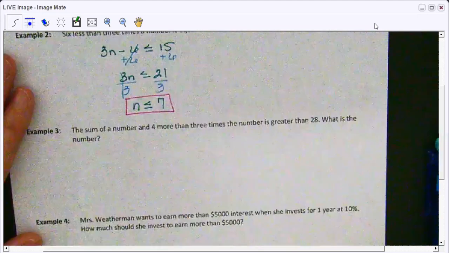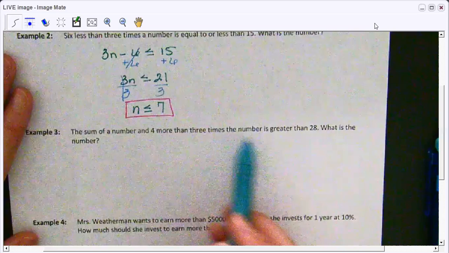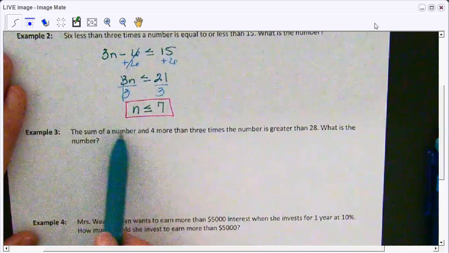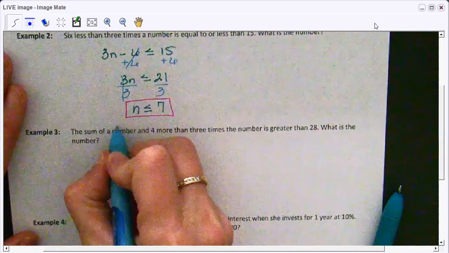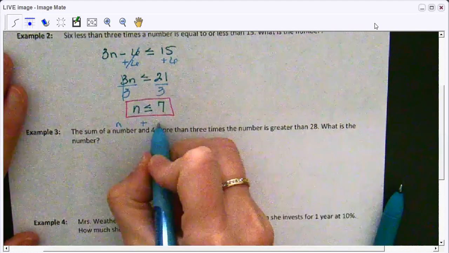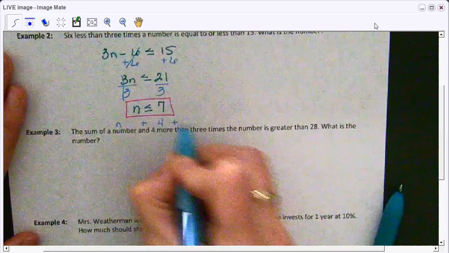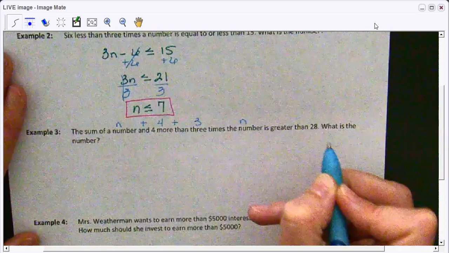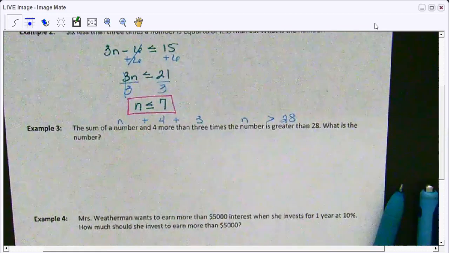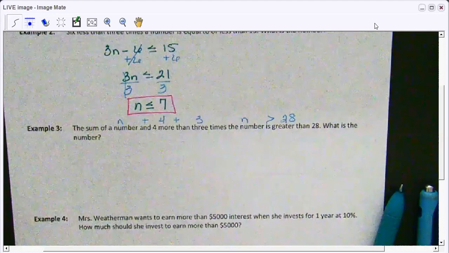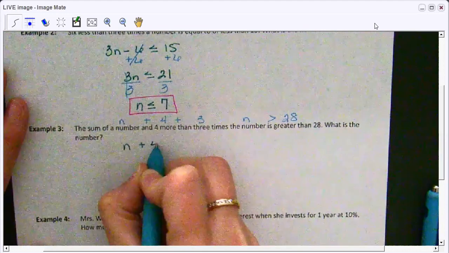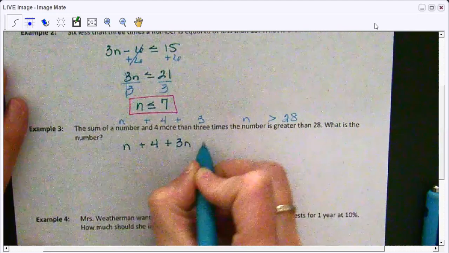The sum of a number and 4 more than 3 times the number is greater than 28. So it's the sum of a number. I'll just put that in. So the sum of this number and what's next is 4 more than 3 times the number, and it is greater than 28. I like these problems where we can just write it out as we read it. It makes it simpler. So we have n plus 4 plus 3n is greater than 28.